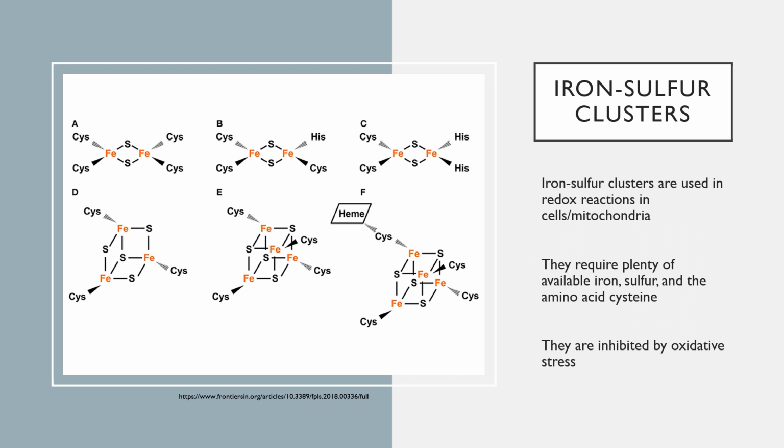Interestingly, the formation of iron-sulfur clusters is very dependent on the level of oxidative stress. So if you have a lot of free iron and a lot of Fenton reaction happening, a lot of free radical formation, it actually will result in reduced iron-sulfur cluster formation. And I think this can have a big impact on energy metabolism.